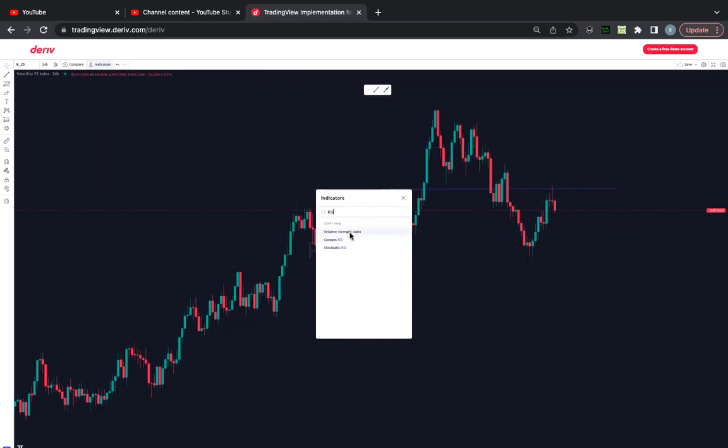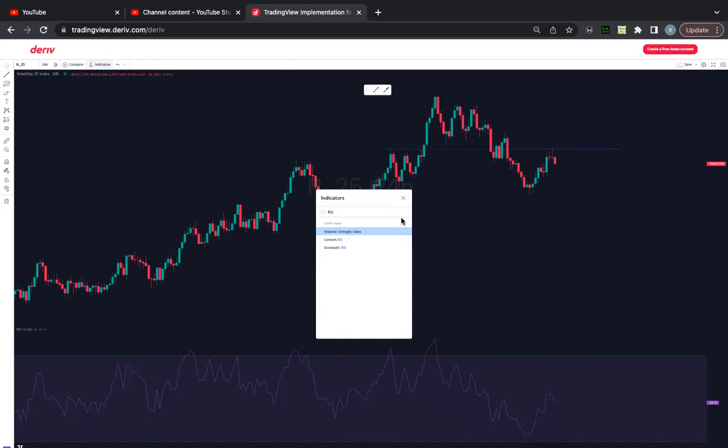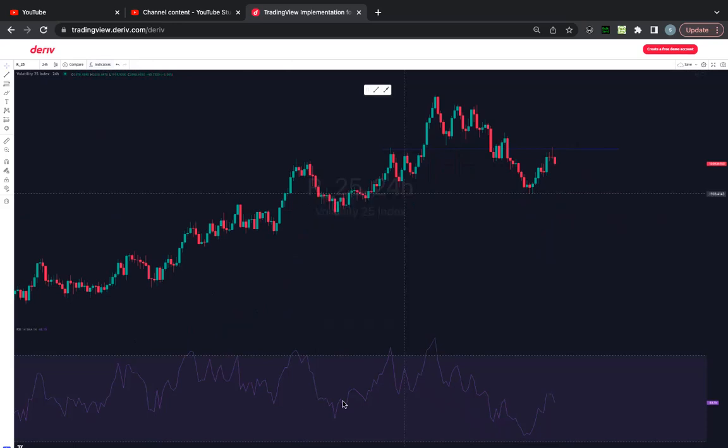Relative strength index. You make it 14. How do I get to... Delete, double click. Okay, it's already 14, if you can see. So now, let's look for a divergence here. Okay, this is not a divergence. Okay, this is not a divergence. We are looking for a divergence here. Yeah, I think we spot a divergence.